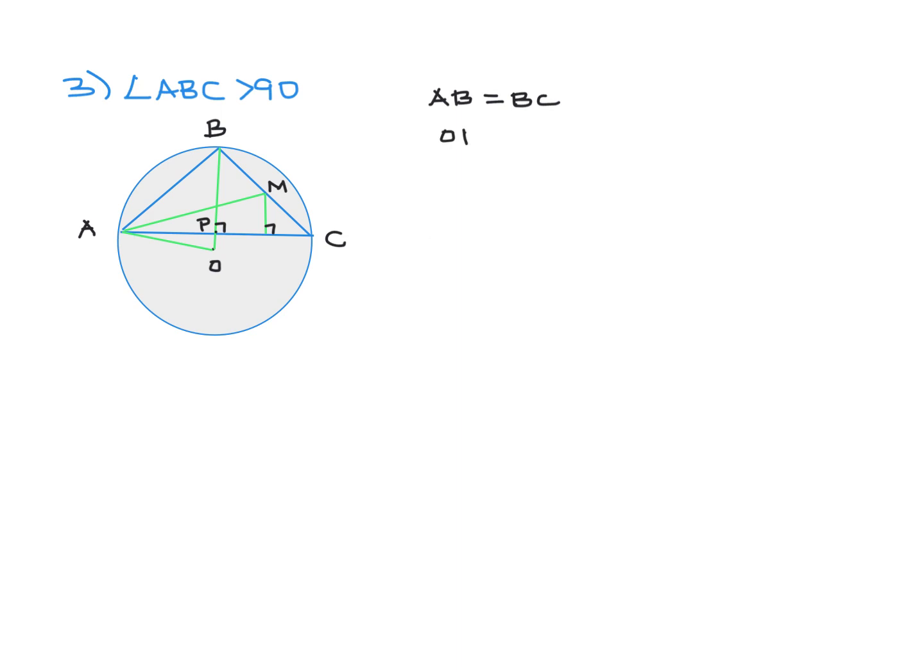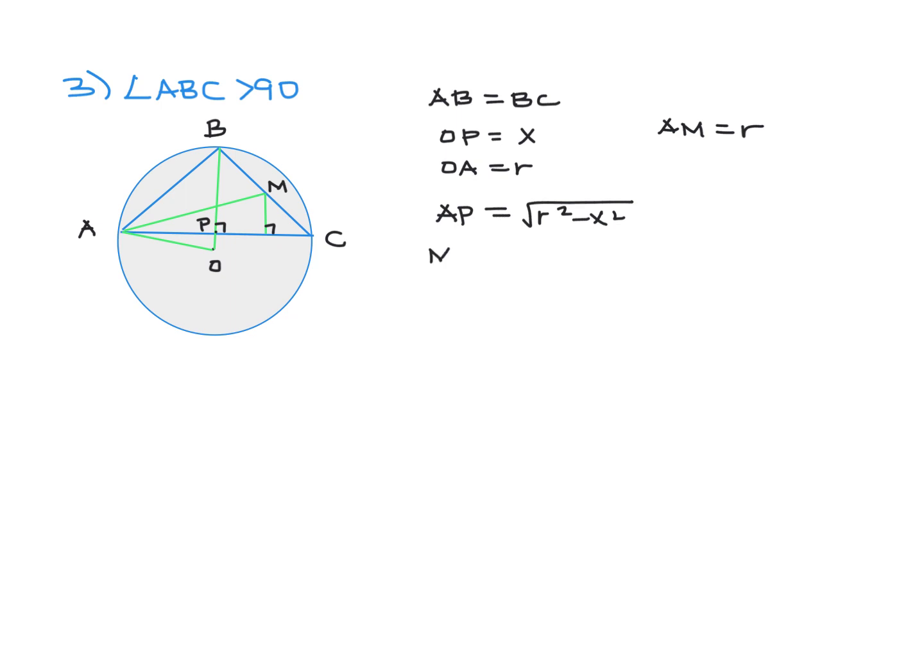And then OP, I will call X again. OA is the radius, so that's R. And then the median AM, according to the question, is equal to R. And I think off we go. So AP, according to Pythagoras, will be R squared minus X squared. Yeah, if you look at that triangle APO.